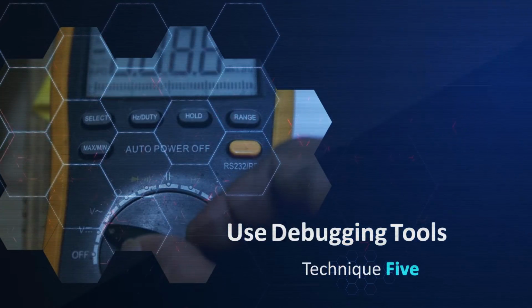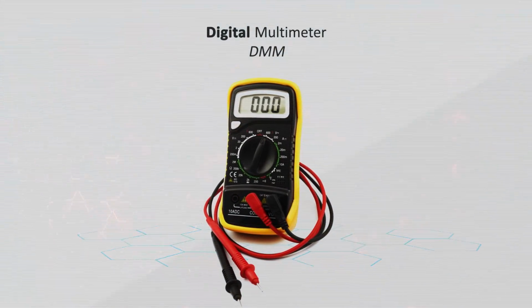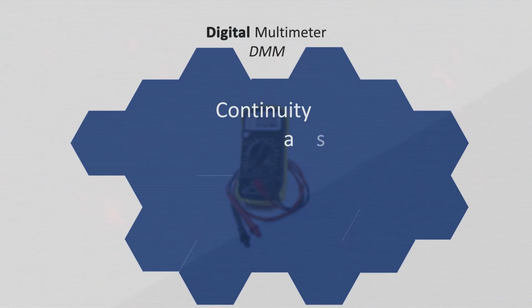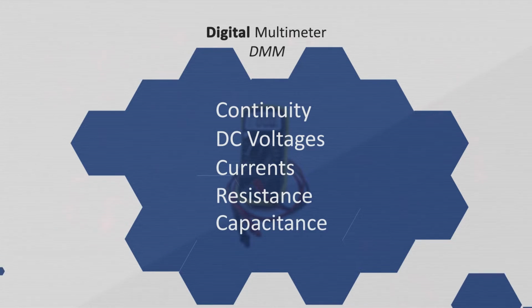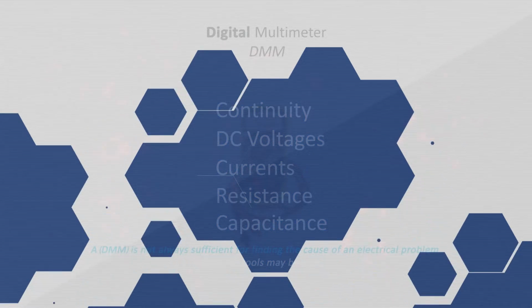The fifth technique is to use debugging tools. There are several distinct types of tools you can use when troubleshooting. A digital multimeter, or DMM, is a great tool for checking continuity, DC voltages, currents, resistance, and sometimes even capacitance. However, a DMM is not always sufficient for finding the cause of an electrical problem. Additional tools may be required.